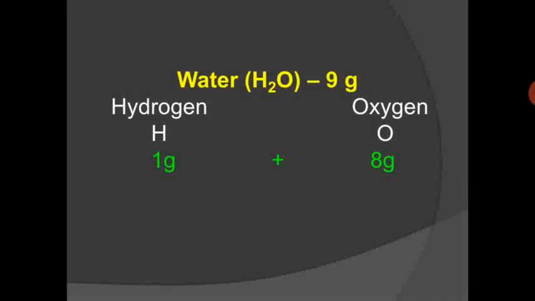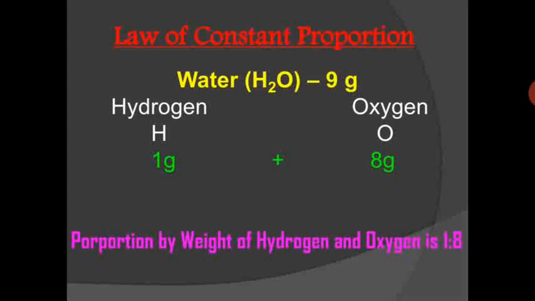Let us consider one more example. Here you can see that if you want to prepare 9 grams of water, we need to take 1 gram of hydrogen and 8 gram of oxygen. Means their proportion by weight is 1:8 and this proportion is fixed.